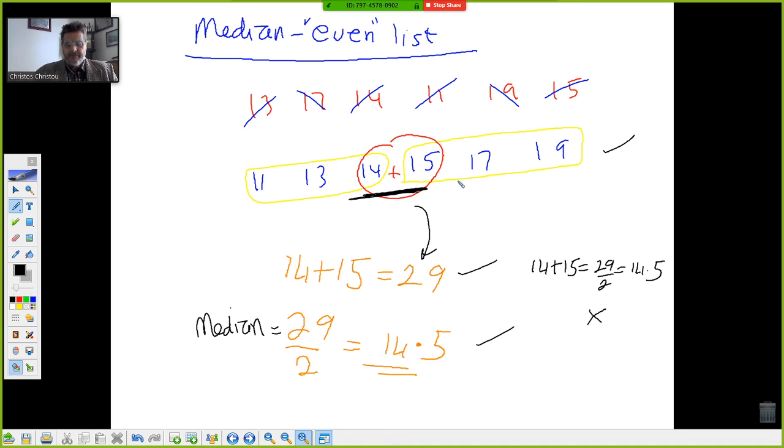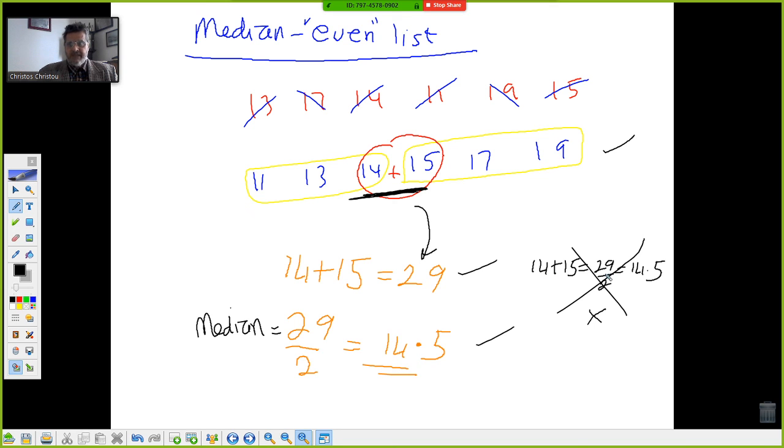I'm saying write the original list from smallest to biggest, find the middle two, add them up, and then divide by 2 to find the average. And the average is 14.5. It's an average of these two numbers, but that's actually the median within that list. Even though 14.5 is not in the original list, it's still the correct calculation of the median. And this is how not to do it. Just want to emphasize that.